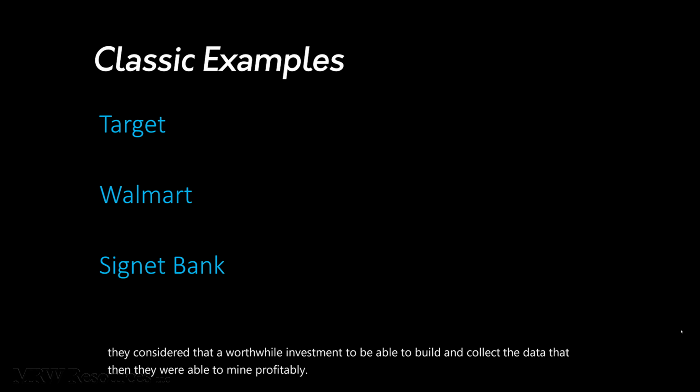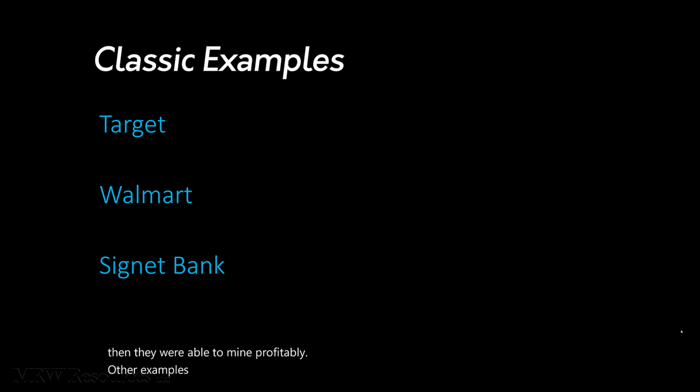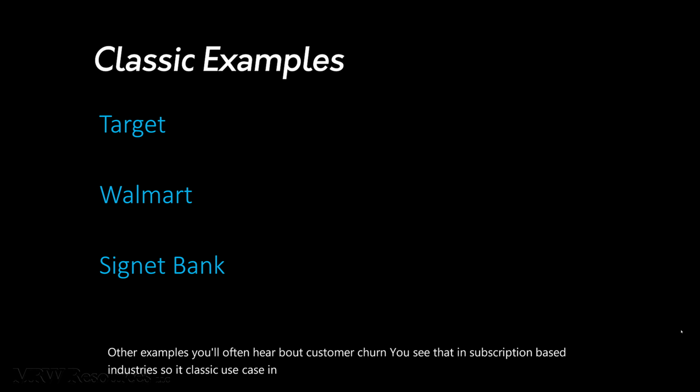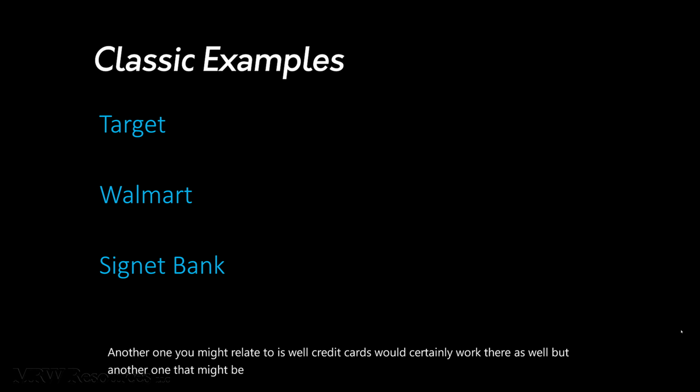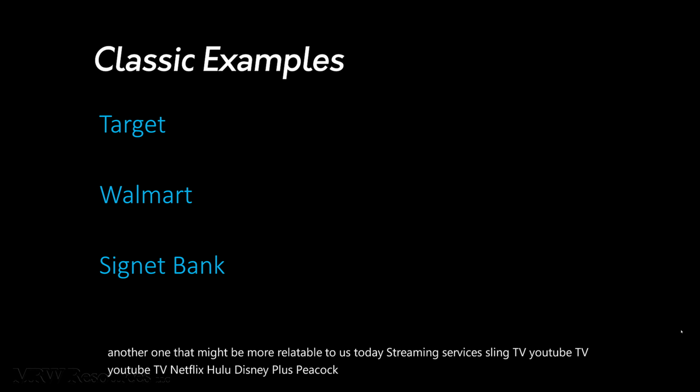Okay? Other examples you'll often hear about: customer churn. You see that in subscription-based industries. So a classic use case, and one that we'll probably visit a couple times, would be a cell phone carrier. Another one you might relate to is, well, credit cards would certainly work there as well. But another one that might be more relatable to us today, streaming services. Sling TV, YouTube TV, Netflix, Hulu, Disney Plus, Peacock, HBO, CBS, BritBox, Prime Video.